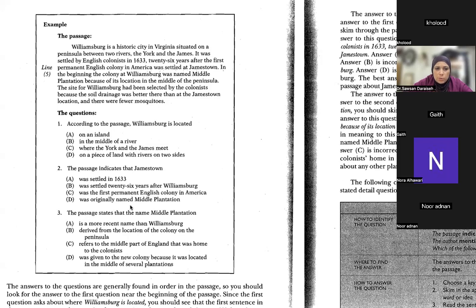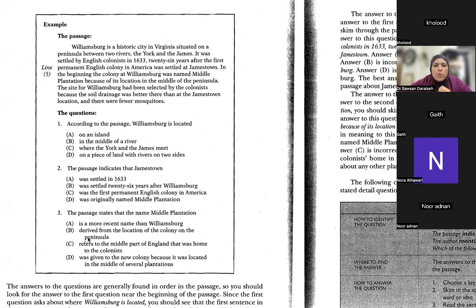Okay. So what is your answer? You finally decided that it is? B is the answer. Derived from the location of the colony on the peninsula. Middle Plantation, it is derived, taken from that. Of course, your answer is correct.